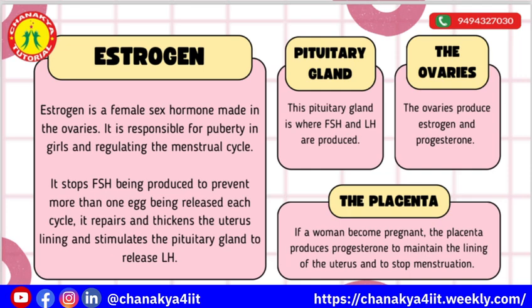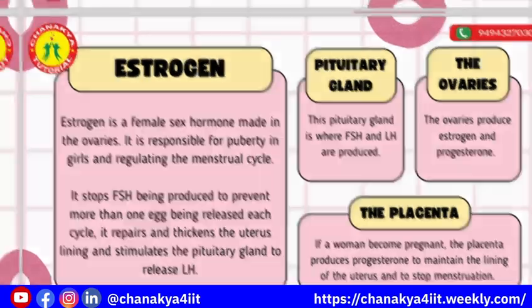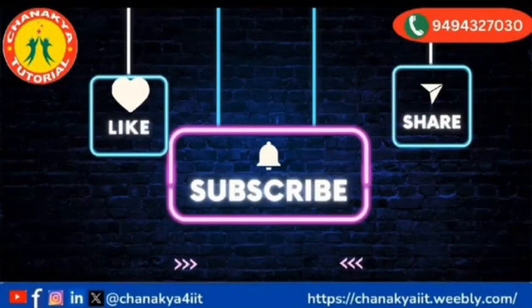Pituitary gland. The pituitary gland is where FSH and LH are produced. The ovaries produce estrogen and progesterone. The placenta. If a woman becomes pregnant, the placenta produces progesterone to maintain the lining of the uterus and to stop menstruation.